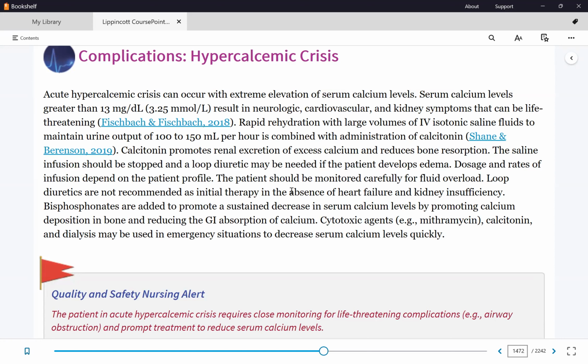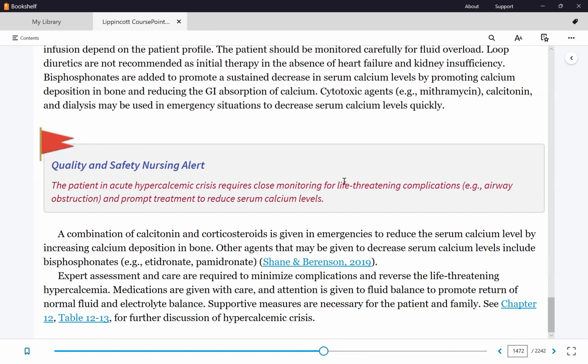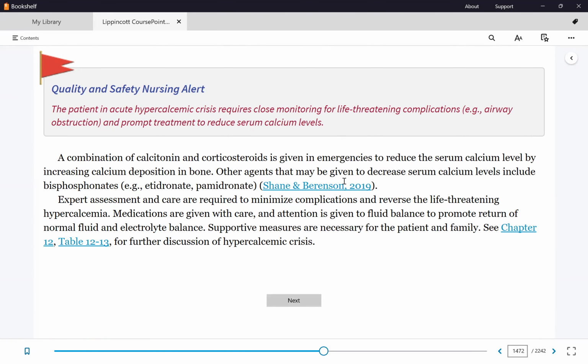In really severe cases unresponsive to fluids and diuretic therapy, short-term hemodialysis may be performed. And that's it. Any questions?